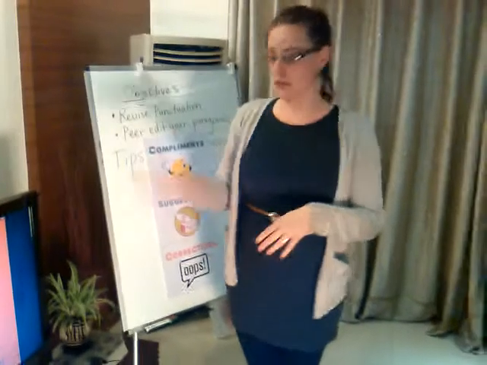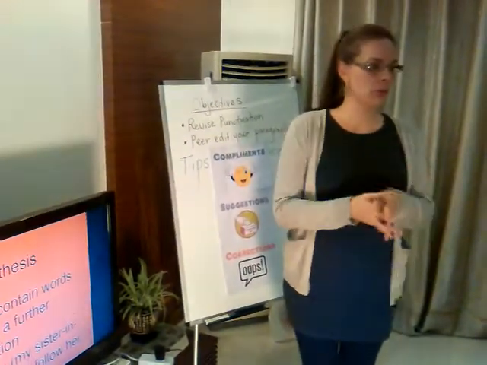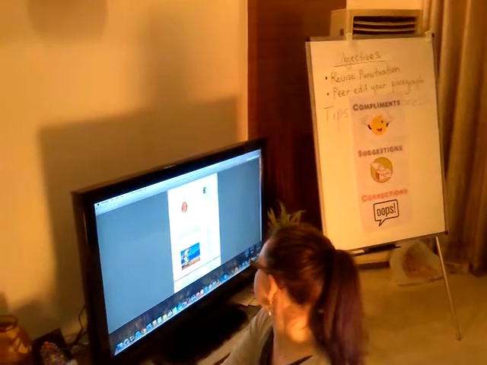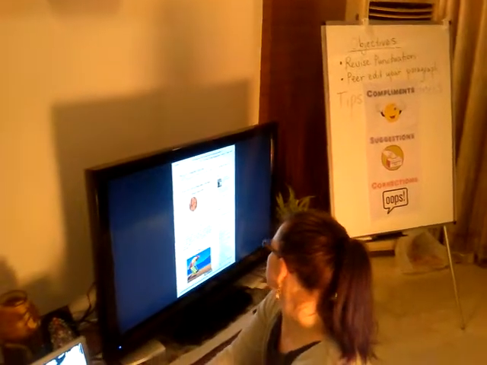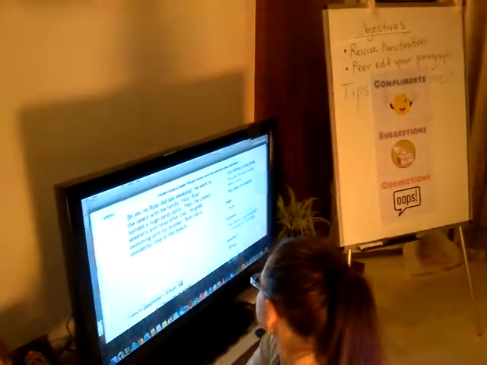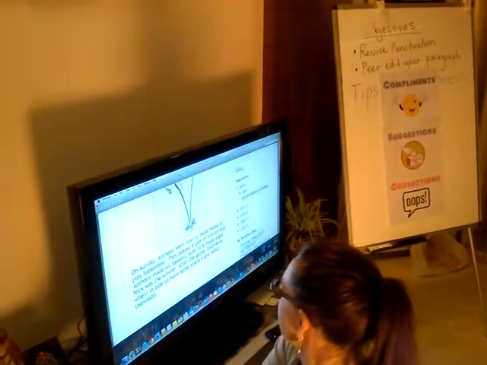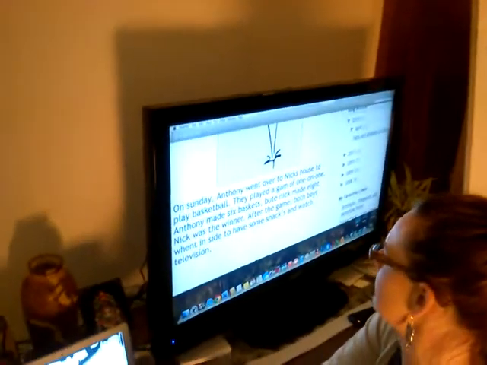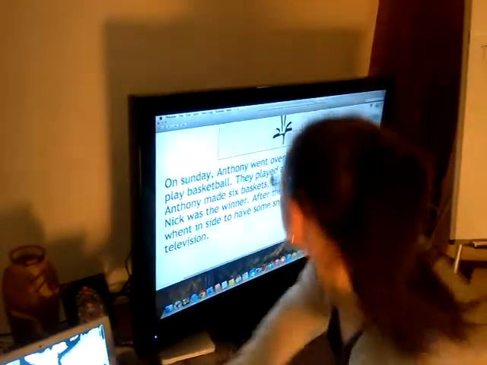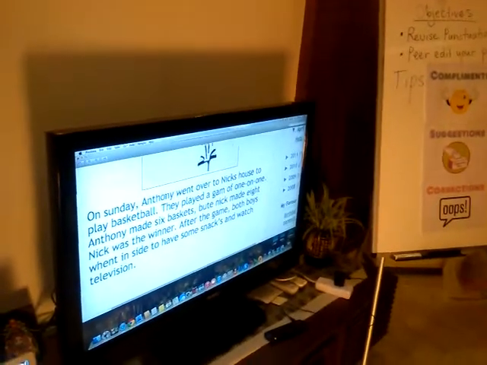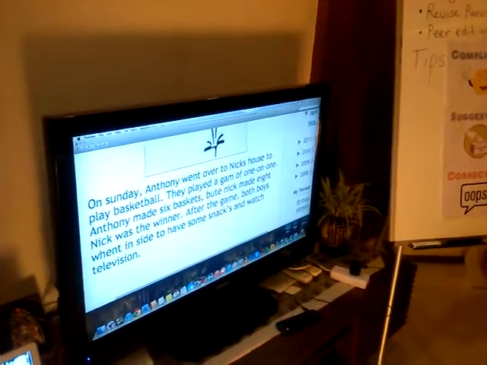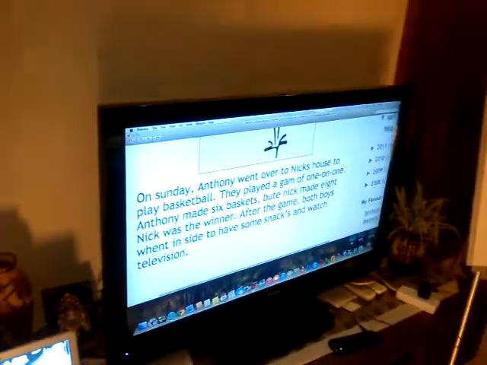So let's start off by doing this together as a class, and then you'll be able to work in pairs and peer edit your own work. So I have here a blog post and it has not been edited properly. So what you need to do is have a look at what we have here, okay? Anthony has written something about visiting Nick and playing some basketball. So let's have a look. Can anybody think of a way that you might compliment this person's writing? What about giving some suggestions about the way it's been written? And what about some corrections?